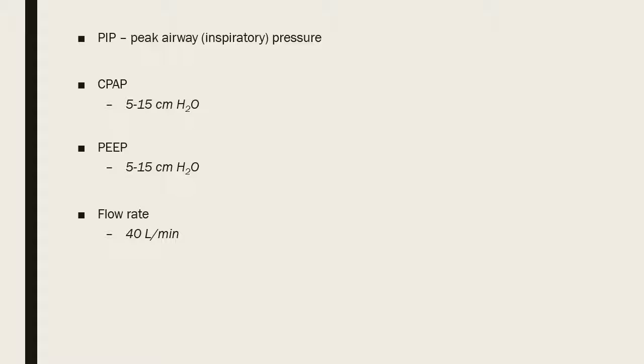So if we have increased pressure, a lot of times the things we need to do for our patients are suctioning our patient and checking to see if there's a kink in the tubing, because if the pressure's up, that means something is inhibiting the air from going into the patient.